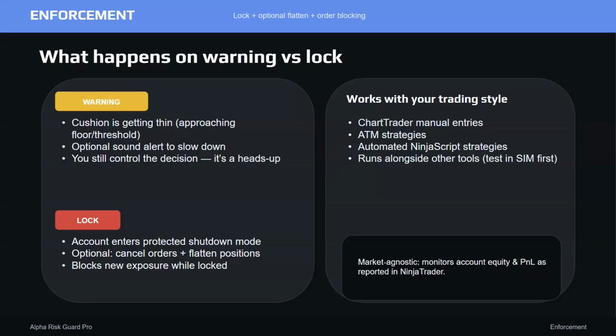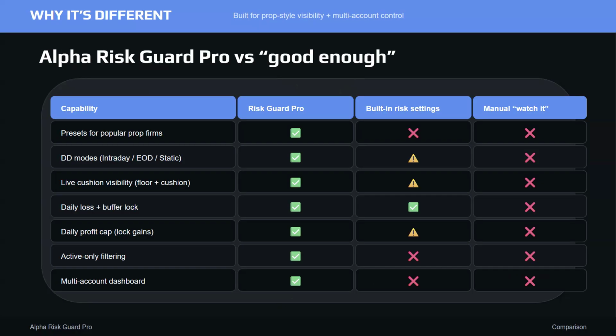Okay. The lock will enter protection shutdown mode, and this is optional, which I would highly suggest you enable. It will cancel all the orders and flatten all your positions, and it will block new exposure, wide block, which I love. This should be the case. So no more trade. Done. See you tomorrow. It will work with anything you trade. If you work with chart trader and manual entries, if you're using ATM, if you're using any automated system like Alpha A Plus or any other strategies, if you run alongside other tools, even if this is a simulation, it doesn't matter.